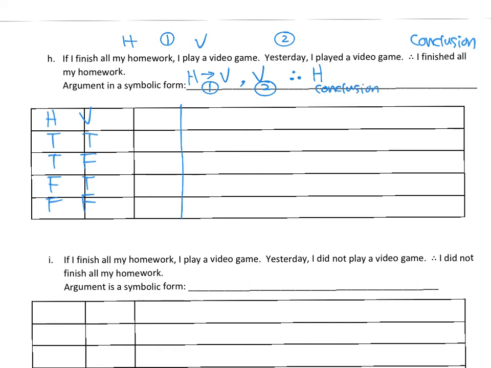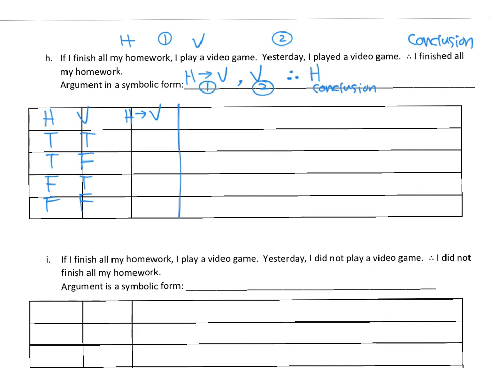So for premise 1, I need H implies V. Same thing: H implies V is false only when the antecedent is true and the consequent is false. So the second row, that's false. Everything else is true. So that's 1. And then the second premise is V. I'm just going to copy that: T, F, T, F. And then the conclusion, I'm going to write it in red. The conclusion is H, so I'll just copy H: T, T, F, F.